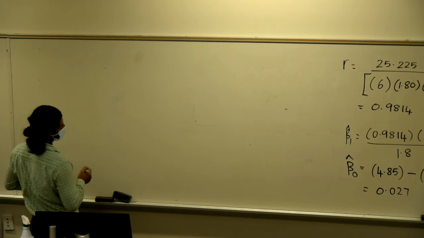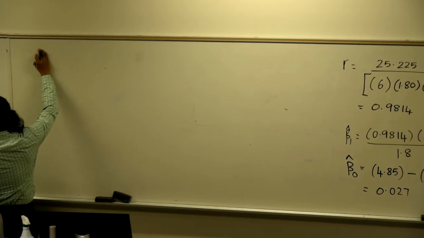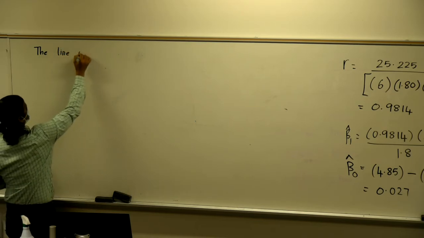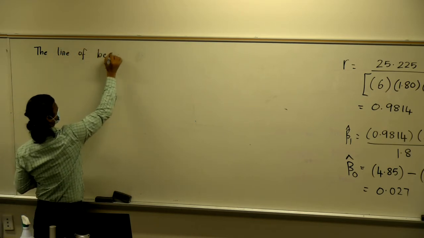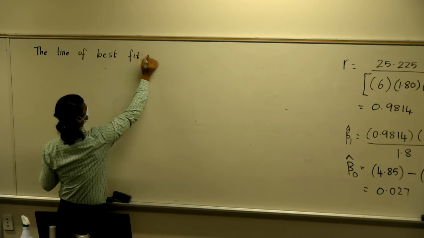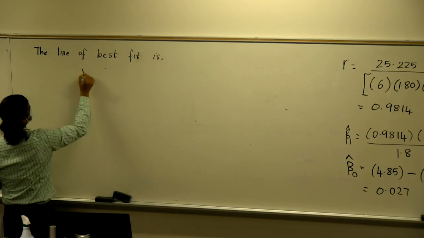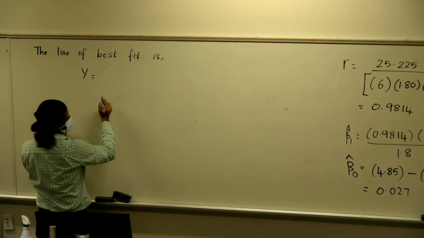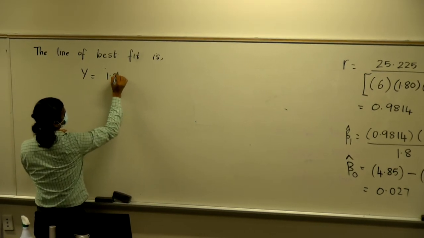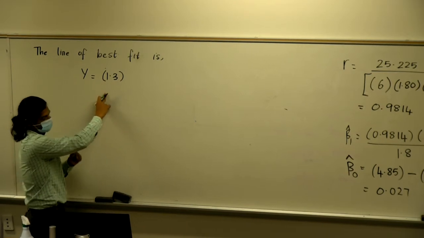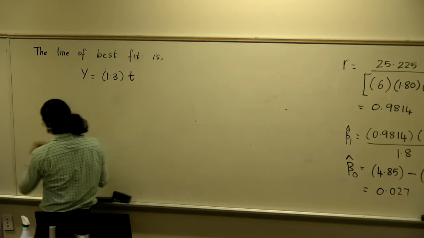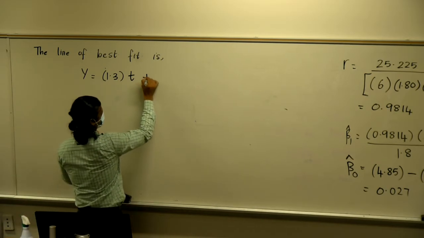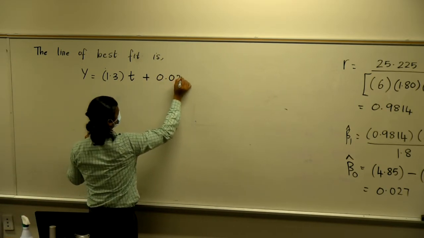So we have the value of beta 1 hat and beta naught hat, so the line of best fit is beta 1 hat multiplied by t, which is our x variable, plus beta naught hat, 0.027.